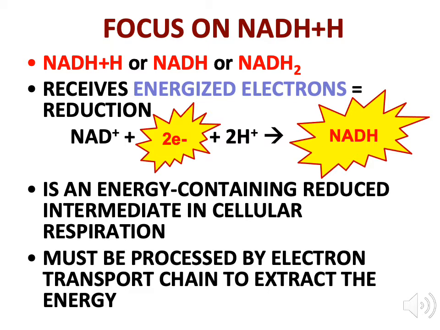It is the same basic compound. It is a compound that receives energized electrons, and when it does, that is a process of reduction. NAD plus is what we start off with. That's the oxidized form of the molecule. We gain a couple of energized electrons, a couple of hydrogens come along for the ride, and you get the reduced energized form I see there on the right. It's the basic process, how it works.